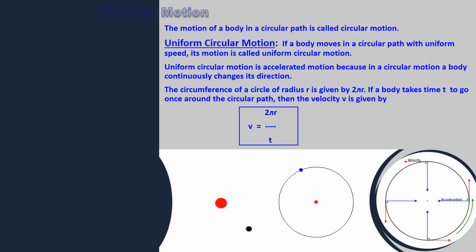The circumference of a circle of radius r is given by 2 pi r. If the body takes time t to go once around that circular path, then the velocity v is given by v is equal to 2 pi r, which is the circumference of the circle, upon time. So, we get v is equal to 2 pi r upon t.